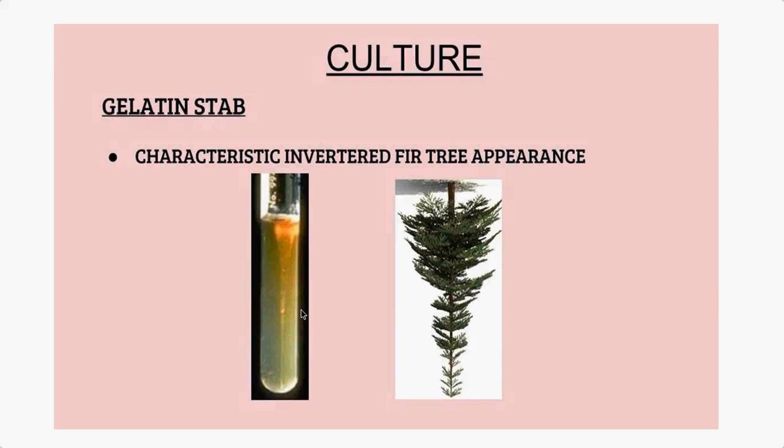The next culture is the gelatin stab culture. This is a gelatin agar present in a tube, and we have to stab it with a straight loop with the help of this growth. After incubation, you can see an inverted fir tree appearance. You can see this tree which is inverted. So this is how it looks. Similarly, you can see the growth is like that. That is the inverted fir tree appearance in the gelatin stab culture.